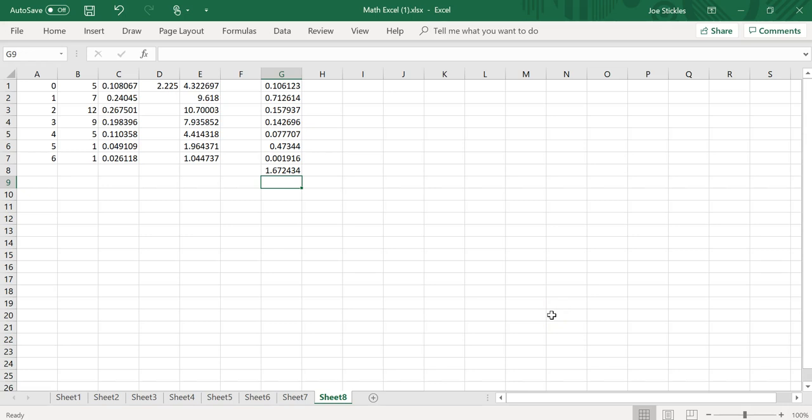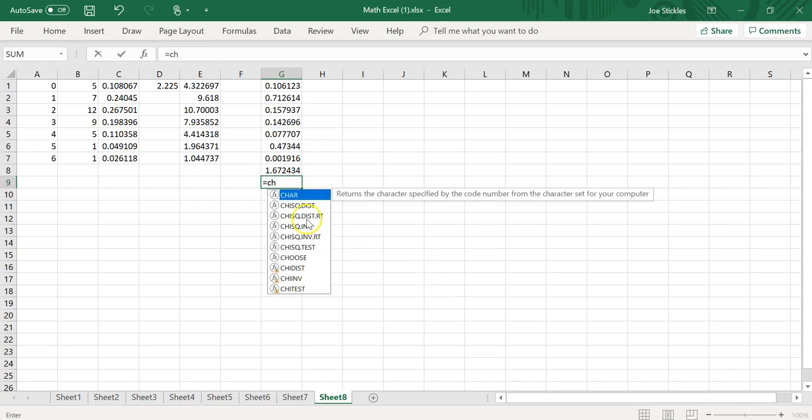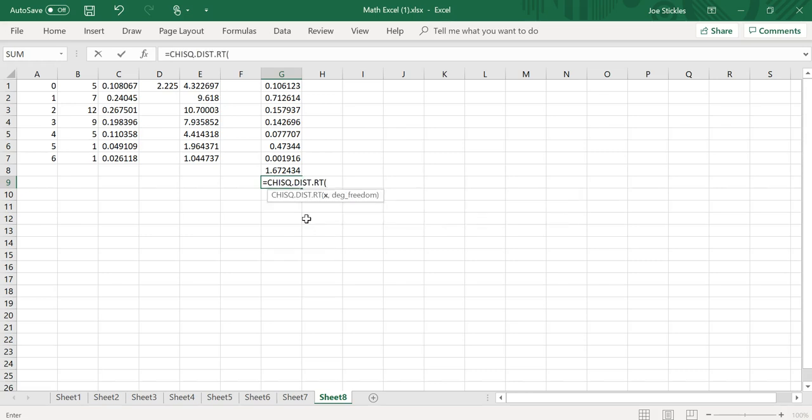So same stuff we were doing, right? We did observed minus expected squared divided by expected, and then I just added them together. To check the p-value now, I'm going to do the chi-squared distribution right tail again. The x value we're going to use is up there in G8, where I have it typed right now. The last question now, of course, is how many degrees of freedom? Well, how many total classes do we have here? How many? 7, right? We did 7 calculations, right?